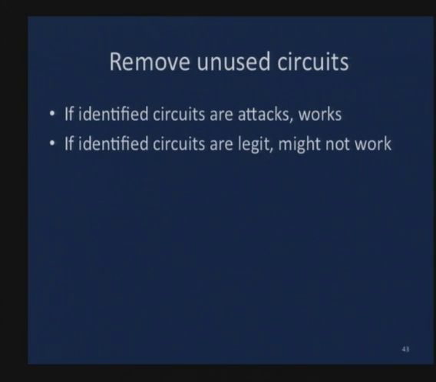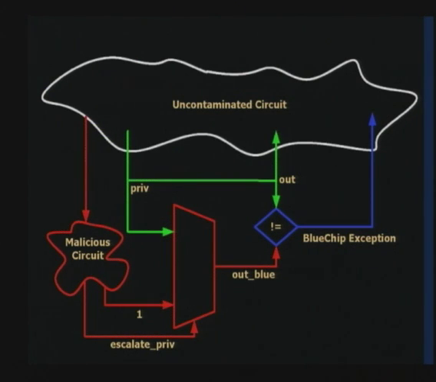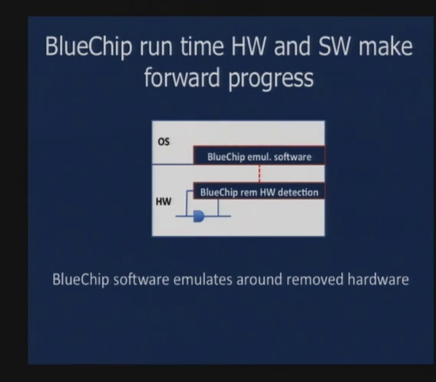And that's where the second part of the system comes in, BlueChip. From the hardware perspective, we add some logic to the circuit itself to try to detect if this circuit would have ever been activated. If the circuit that we removed would have been activated, we flush the state of the hardware and throw an exception up to software. The software runs an emulation routine that handles this exception inside the operating system, and it emulates the computation in software to scoot by that piece of hardware that you removed.